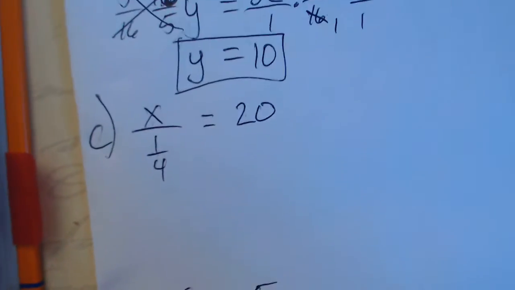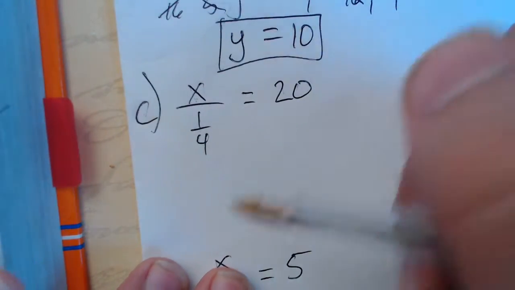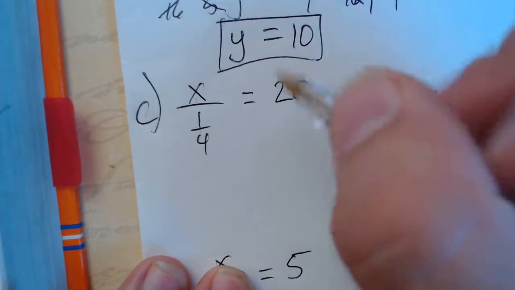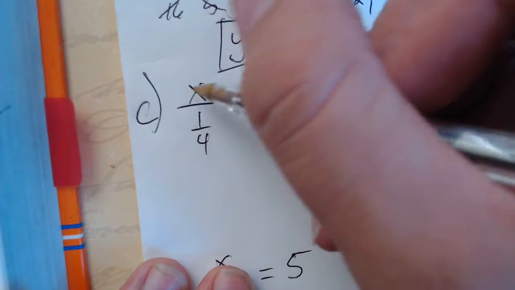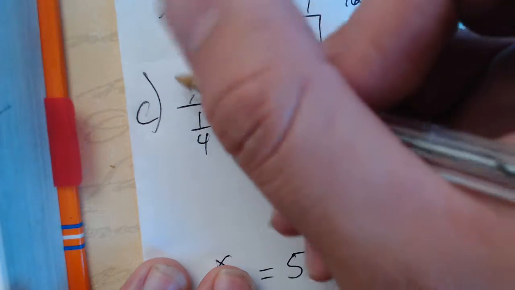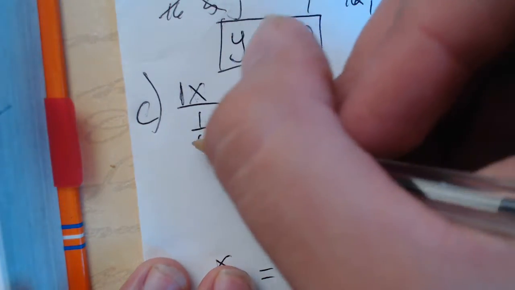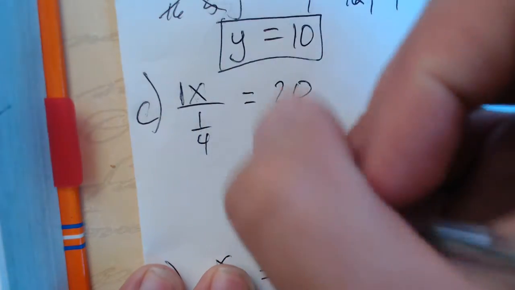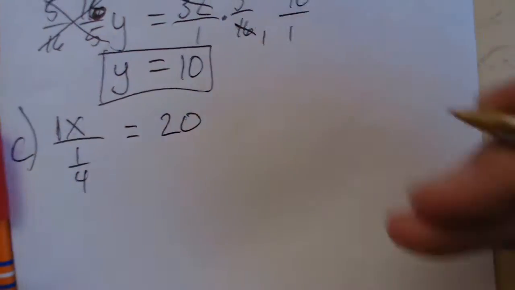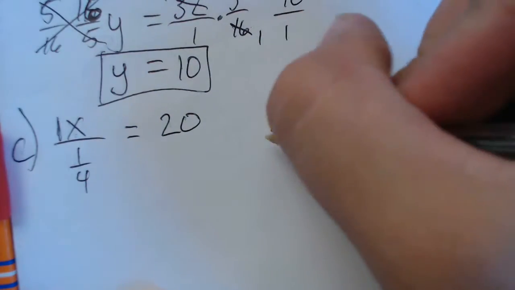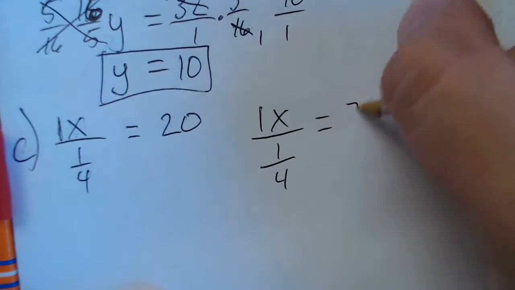C. Now, same thing, except now our x is being divided by a 1/4. That's alright, we can still do the same thing here. We're just going to take x and we're going to multiply it. We can think of this as 1 over 1/4, right? So we'll give x a coefficient of 1, and then we'll multiply by the inverse. So we'll do this off to the side. So I'll rewrite this over here. We have 1x over 1/4 equals 20.